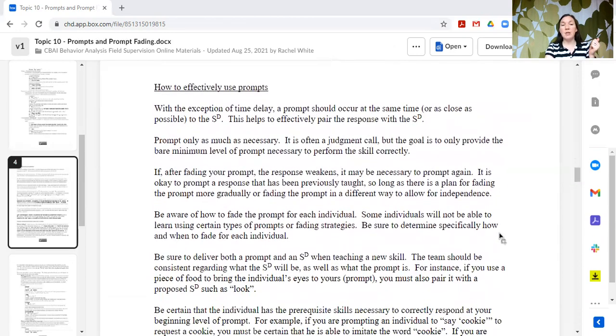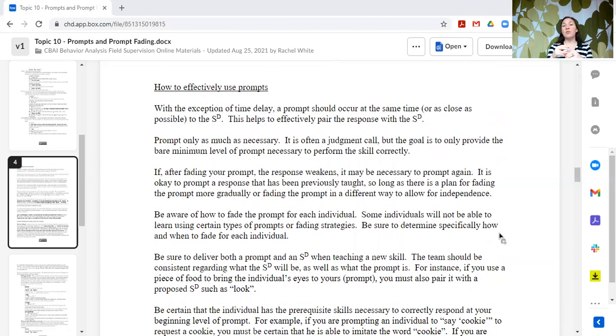So how do we effectively use prompts? With the exception of time delay, which is a fading strategy, which we will talk about in a minute, a prompt should occur at the same time or as close as possible to what we want to become the SD. This pairing is going to help transfer that instructional control over. We also only want to prompt as much as necessary. This is sometimes a judgment call, but the goal is only to provide the bare minimum level of prompt or support necessary to perform the skill that we are trying to teach. We don't need to give more than that. We need to go with the least amount of support that still helps the individual perform the skill.